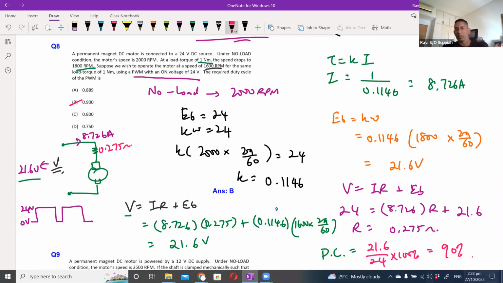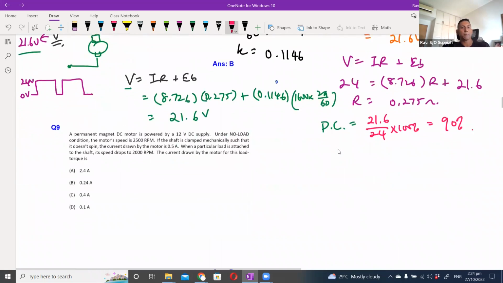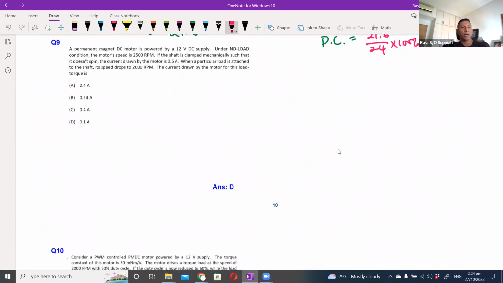Okay, so that is this question. Like I said, usually these motor questions are the more tedious ones, because there are a lot of steps involved. So you just need to make sure you follow through the steps carefully when you are trying to solve the question.